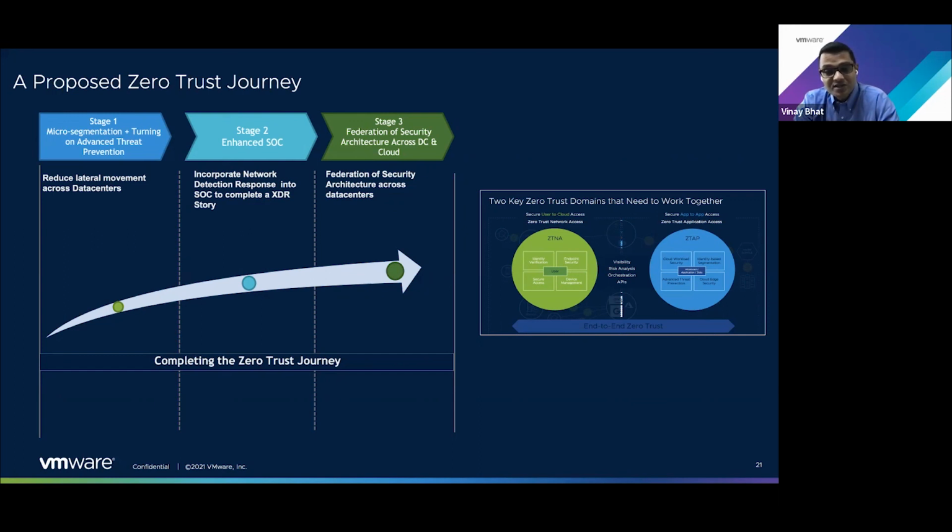So that's what stage 3 is. This is what the journey from stage 1, stage 2, stage 3 would look like. And this is what I would want to propose to you in this session. Thank you.